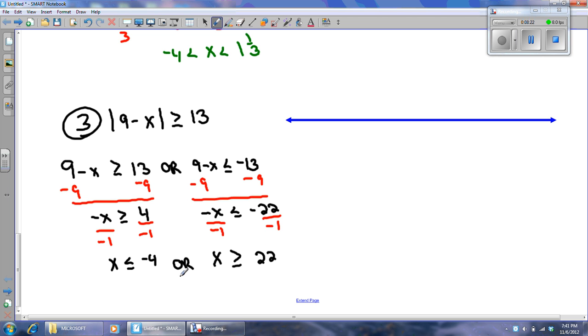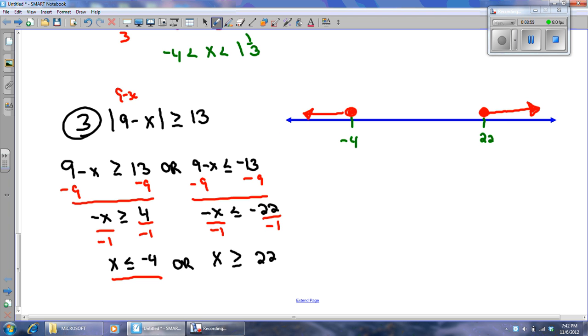The two important numbers I have to show on my number line are negative 4 and a positive 22. Looks like I'm going to have closed points on both of them. And I need x to be less than negative 4. Well, negative 5 is less than negative 4, and negative 5 is to the left. Then I need numbers greater than 22, like 30, which would be to the right of 22. And there you go.